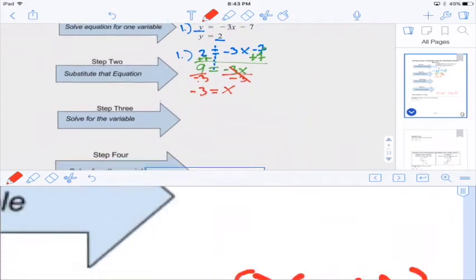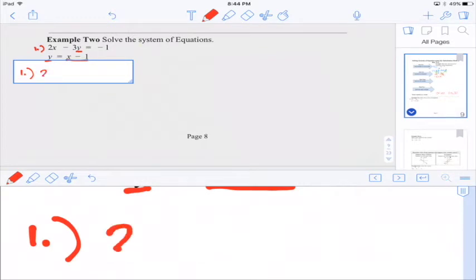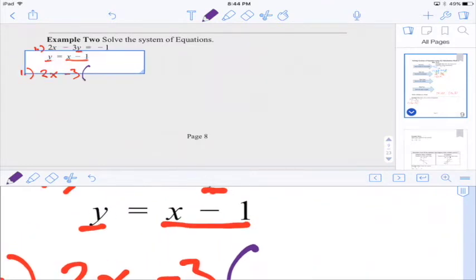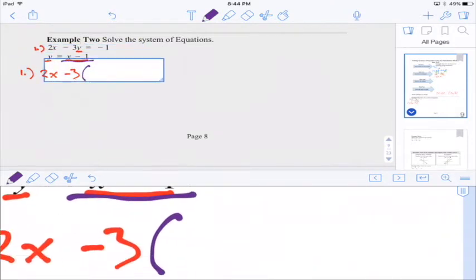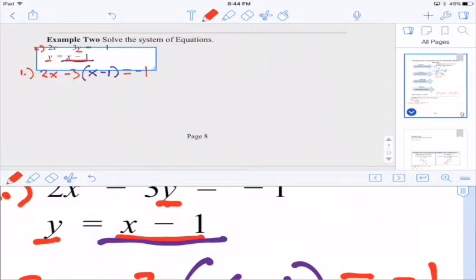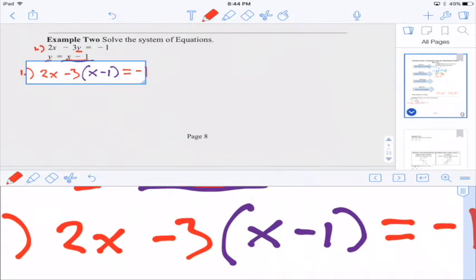All right, let's do another example. I already have y solved, so y equals x minus 1. So I'm going to replace my y in my first equation. So I have 2x minus 3. That's all the same. Then I'm going to replace that y with x minus 1. Everything else stays the same. The only thing that I changed in my first equation is that y. Then I'm just going to solve it.